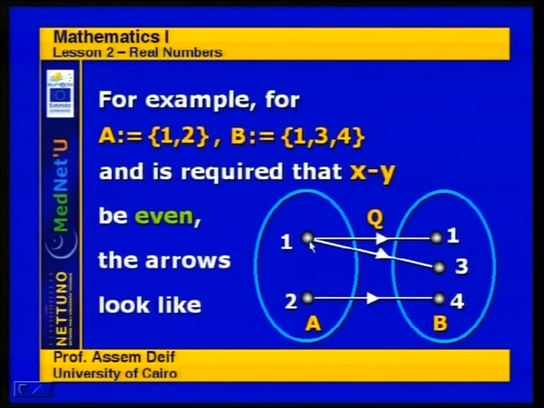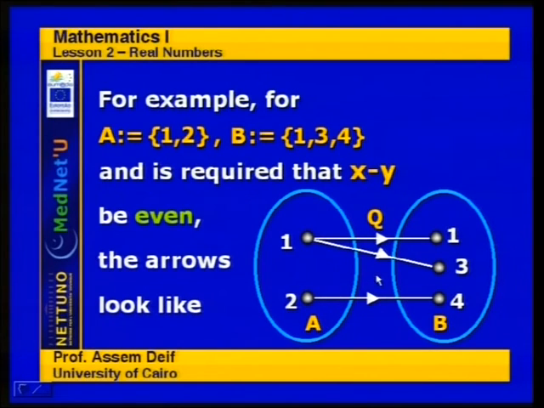Here, this is the set A, composed of the 2 elements 1 and 2, and B of 3 elements, 1, 3, 4. And then we have arrows emanating from 1 to 1 and 3 only. Why? Because these are the ordered pairs (1,1) and (1,3), such that the difference between x and y is even. And same thing with 2. With 2, choosing 1 is unacceptable. Same thing with 3 also. So it ends up with 2 and 4. This is actually how it looks. This is the relation Q.